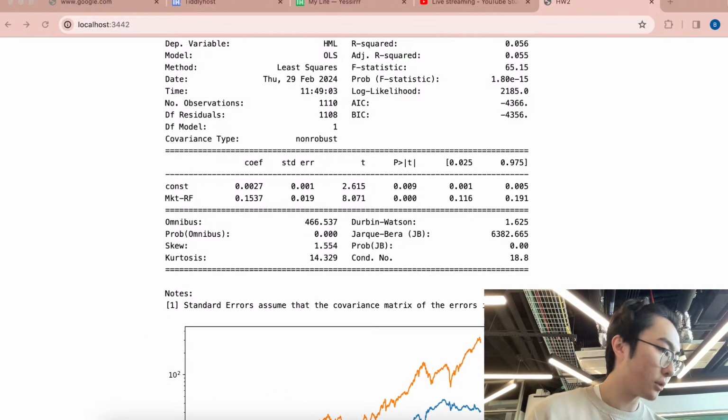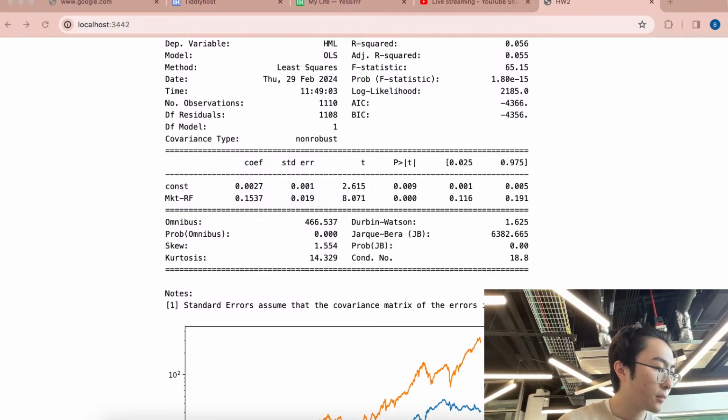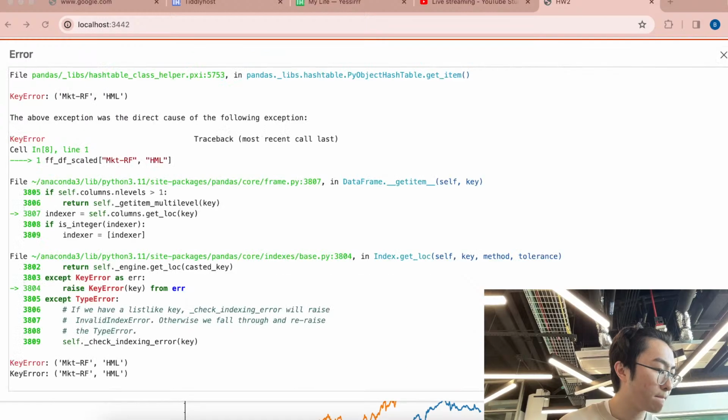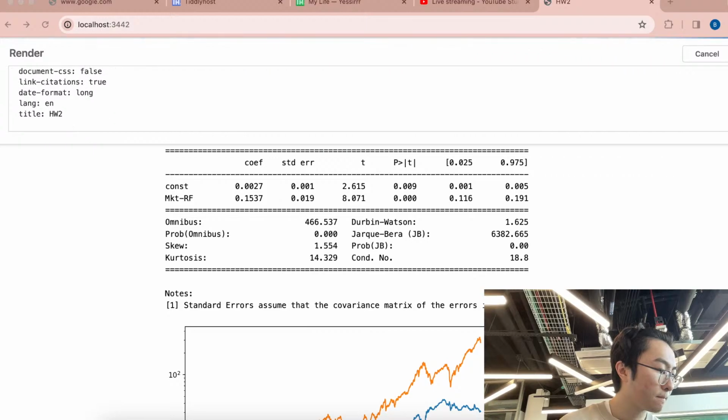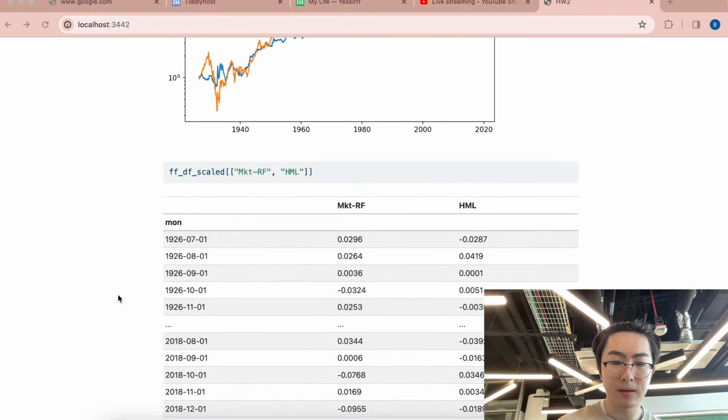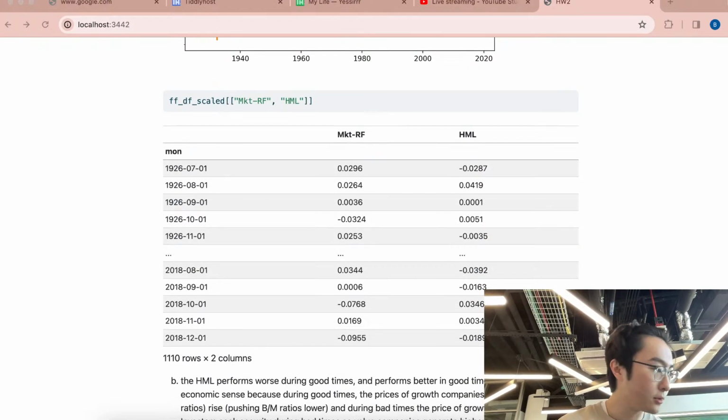Okay, let's do this first. Let's go back to what I was trying to think about in the first part. We want to just calculate it analytically. Market, risk-free, HML. Okay, so we have our market risk premium.